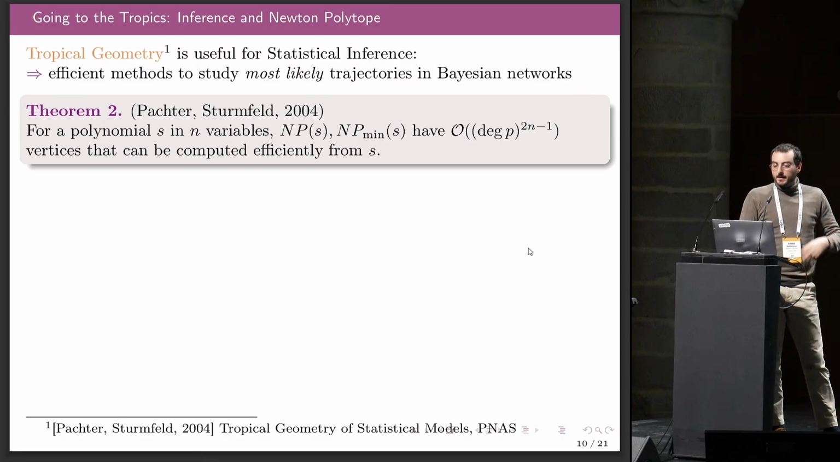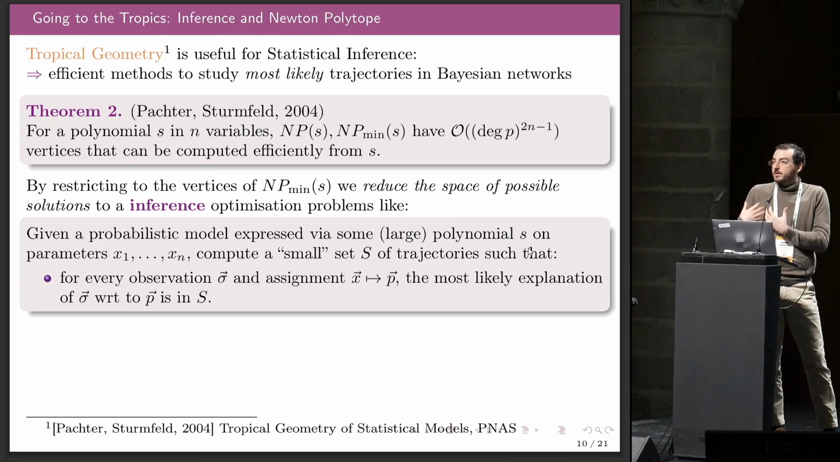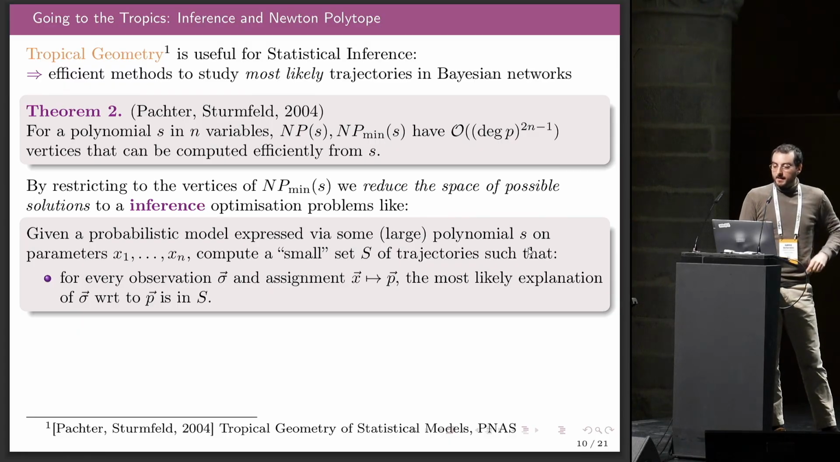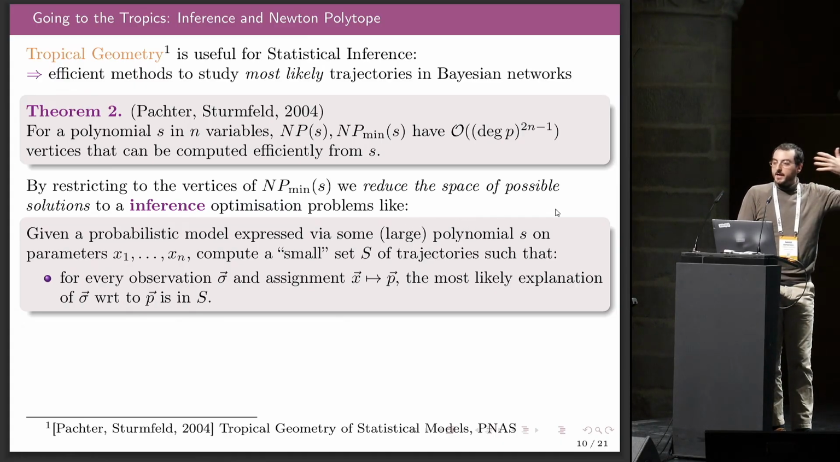And to consider this Newton polytope, it's interesting because the vertices of it, as I already said, reduce the space of possible solutions to some optimization problem. And this optimization problem may be things like computing the most likely explanation to some probabilistic model. Now, but this is typically on Bayesian networks and on this kind of models.